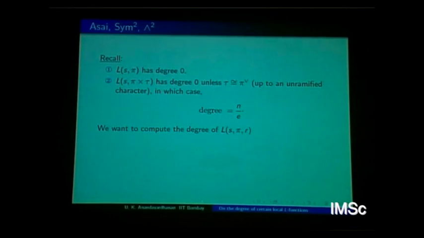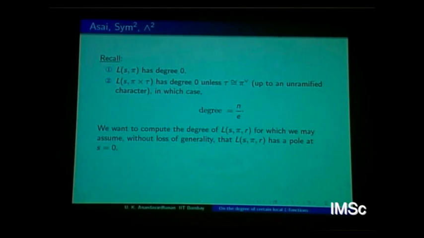So we want to compute the degree of L_s(π, r). If you want to compute this, in many cases it may be 1, in which case the degree is 0. So you can assume it is not 1. Only then do you have to start counting the degree. You can assume that it has at least one pole, which contributes to the degree, and by doing some shifting, you can assume that it has a pole at s equal to 0 in order to start the question. So without loss of generality, you can assume that this has a pole at s equal to 0.